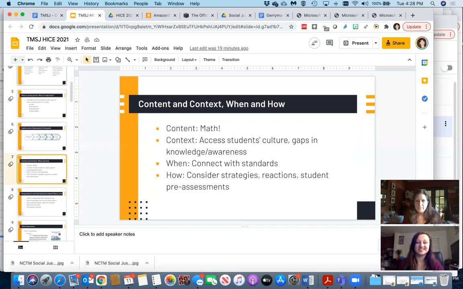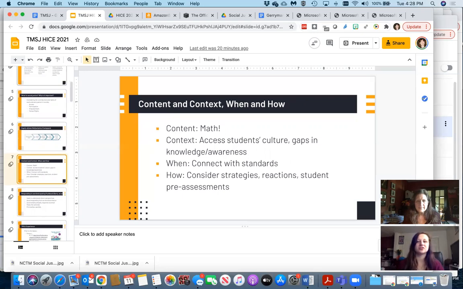So, content, context, when, and how, those all are super important. Content is, in this case, math. However, social justice lessons can be taught throughout any grade level and any subject. Context is accessing students' culture, gaps in knowledge, awareness. Really, these are the purpose. What's the purpose of the lesson? What's the audience? Who is involved, as well as the timing of the lesson, which connects to when.